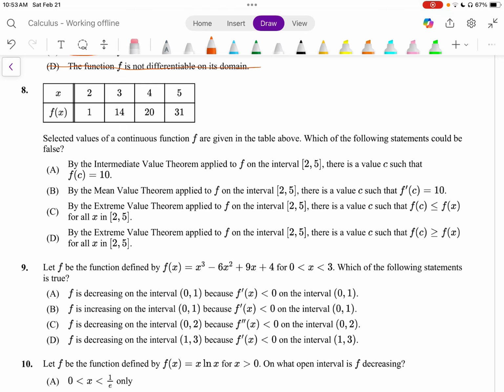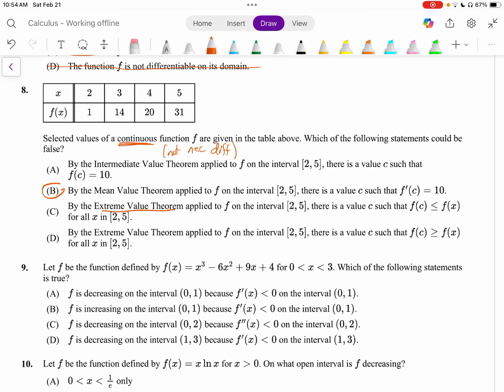Number 8, selected values of a continuous function. So that's important. Continuous, it doesn't say differentiable. So it's a continuous function given in the table above. Which of the statements could be false? All right, hopefully we're learning that knowing continuous and not necessarily differentiable is important. Intermediate value theorem just needs continuous. Mean value theorem needs continuous and differentiable. So this one could be false.